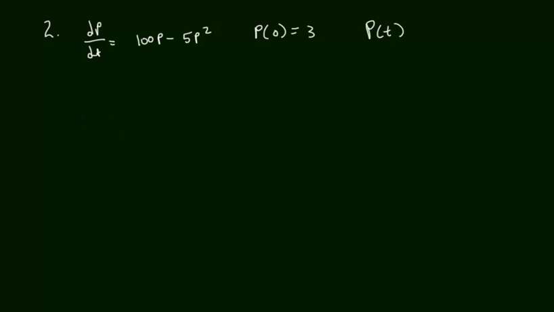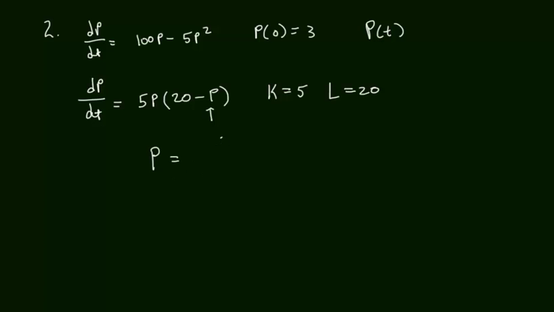Example 2. Now even though this one is not written in the form kP times quantity L minus P, we can manipulate it to be in the form. So I'll say that dP/dt equals, I'm going to factor out a 5P, and that will leave me with 20 minus P. So as long as this P is alone, then we have the form. From this, I can determine that big K is equal to 5 and L is equal to 20.